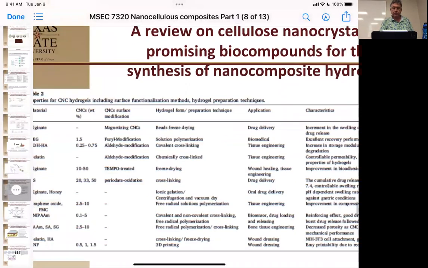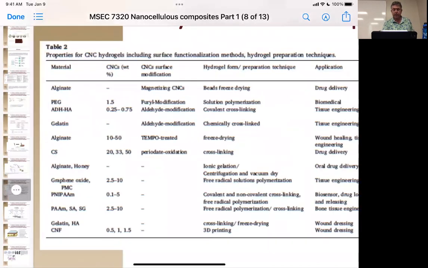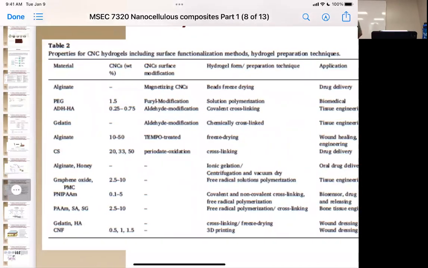Okay. So where are we? Oh, okay. We're almost there. Okay, so I just want to look at some of these different materials and look at how they did it. With this alginate they used a magnetized cellulose nano crystal, which means they modified the surface with metal salt. So then they were able to freeze dry, and then they could use it for drug delivery.